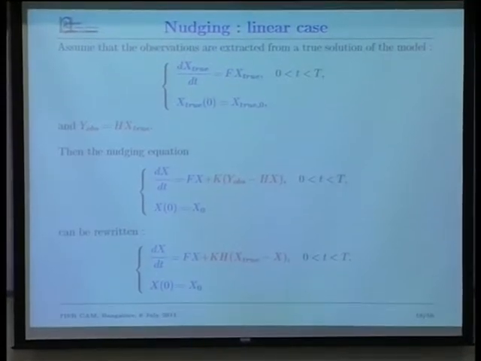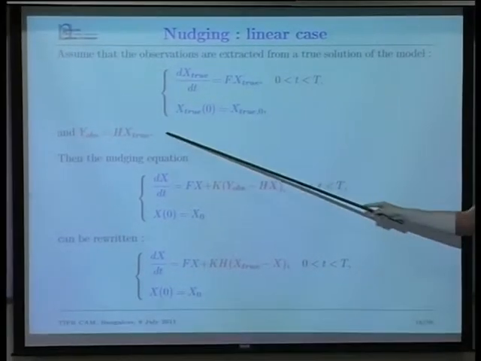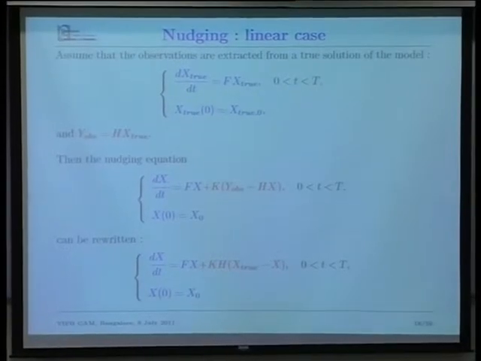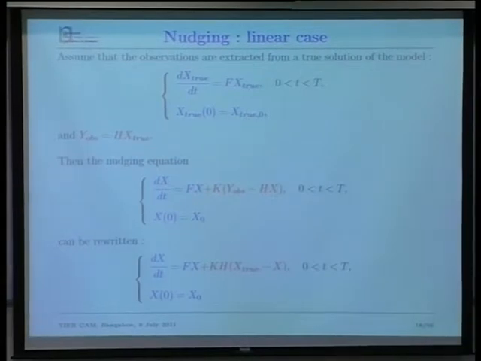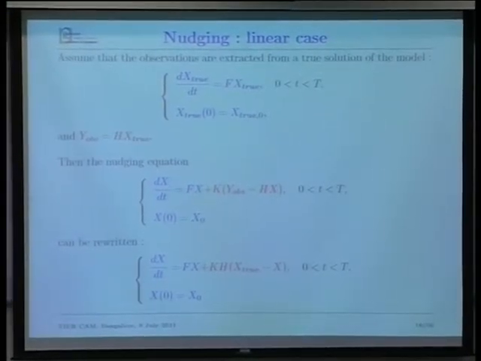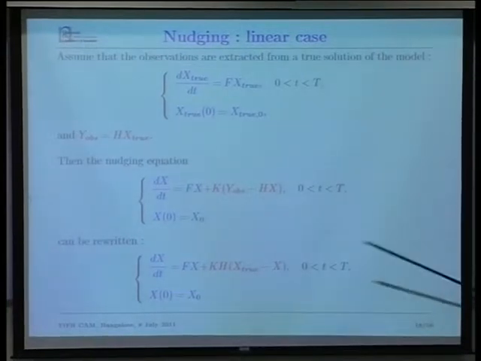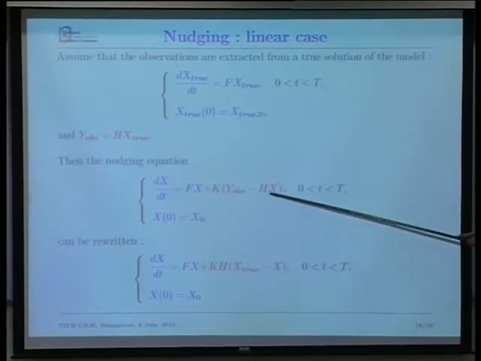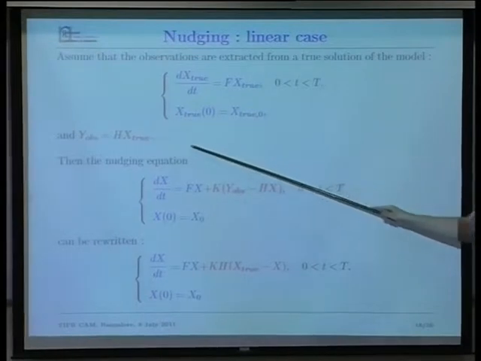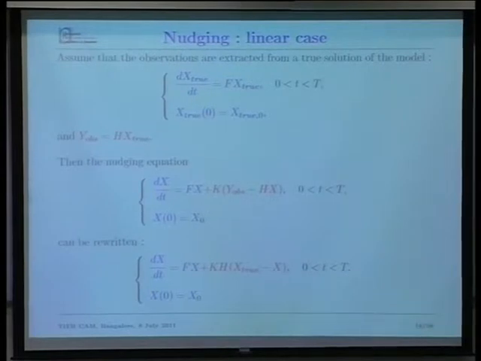Remember that H is a matrix, but it's not a square matrix. From X, which could be a huge vector, dimension 1 billion, for instance, the observation can be only 1 million points. So you know a very little part of the true solution. So the nudging equation is there. And if you replace the observation by H X true, you see that the nudging state is the solution of this equation.